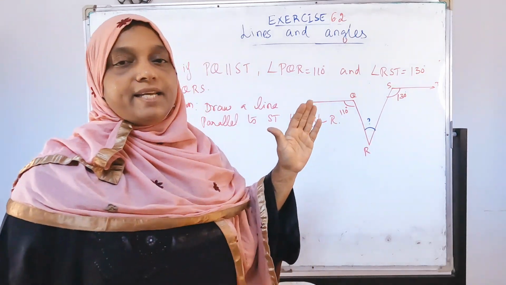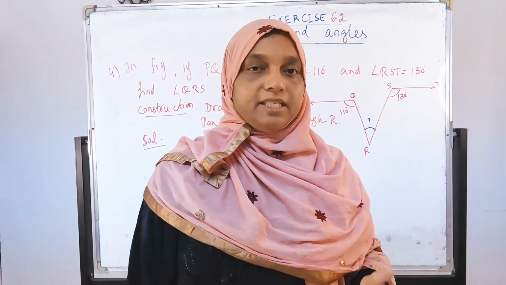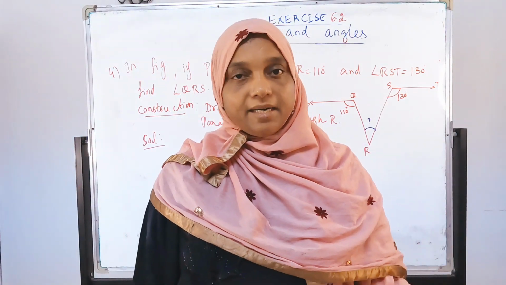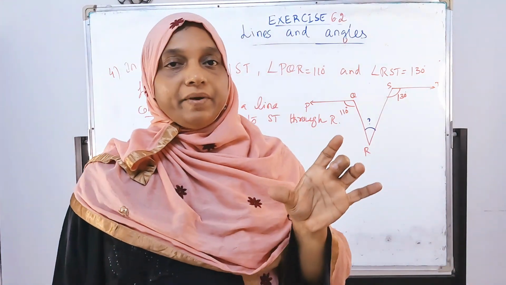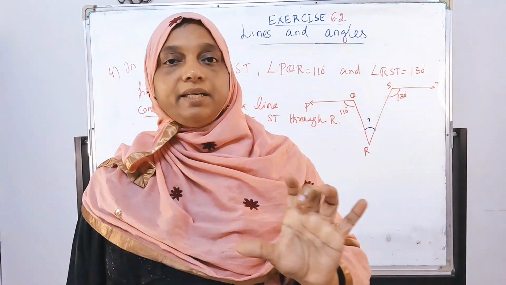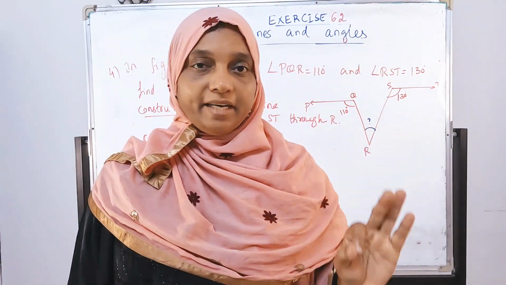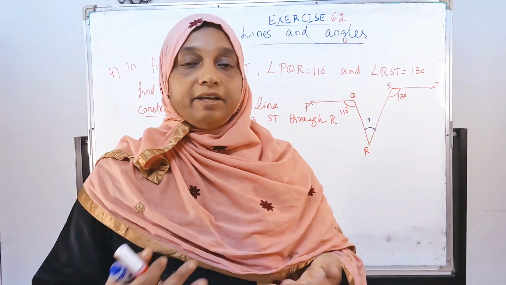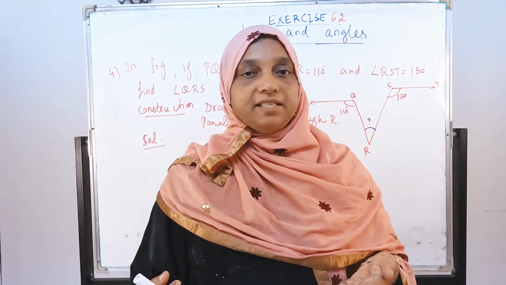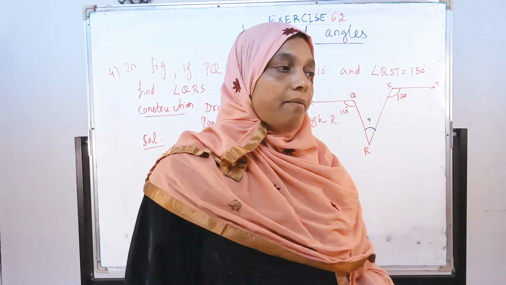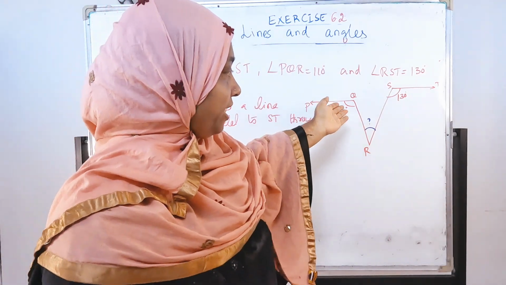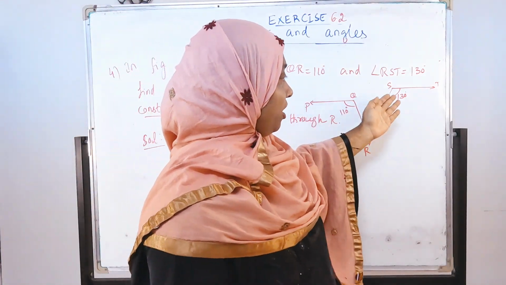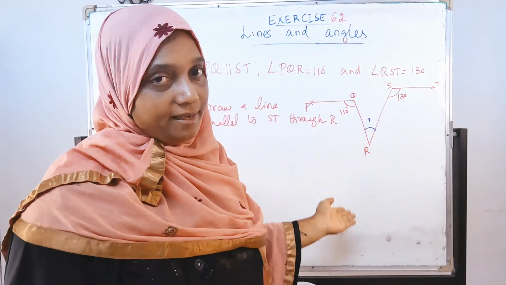If parallel lines are there, we can use some properties: interior angles, alternate interior angles, alternate exterior angles, corresponding angles, alternate angles on the same side of the transversal, whose sum is 180 degrees. Then vertical opposite angles we can take. Then if one line is there, linear pair of angles. These things we can take. But what is the disadvantage here? There is no parallel line. Here we cannot see any parallel lines.